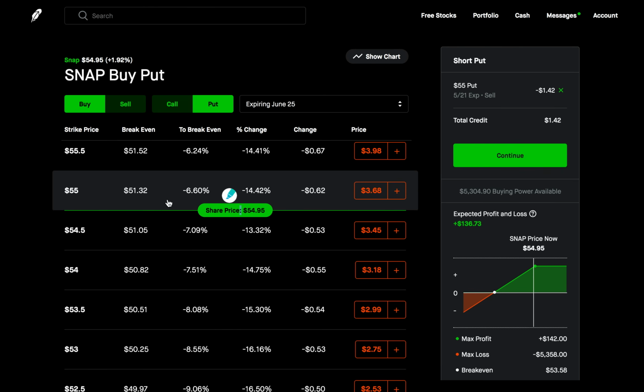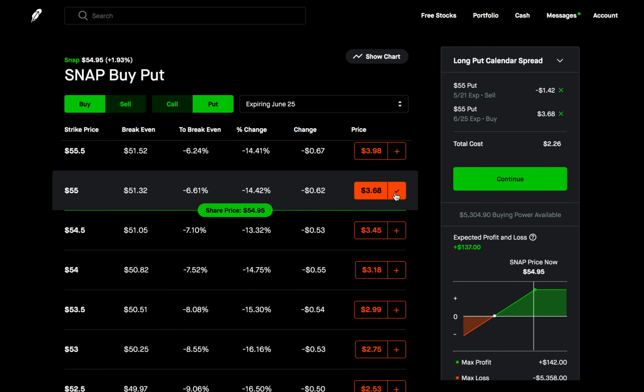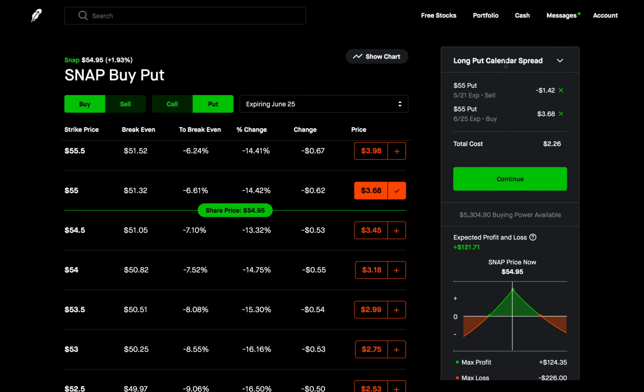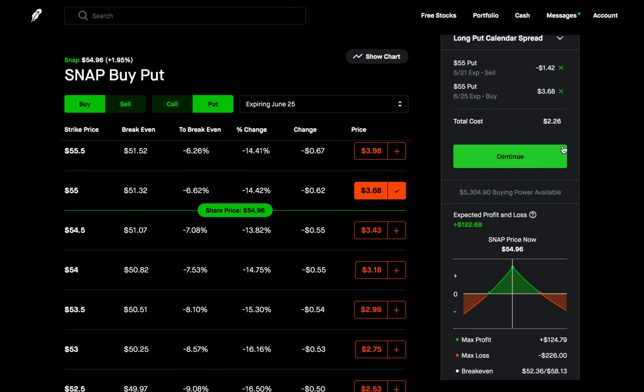Now remember, when you buy a put, you have to pay to enter this trade, right? And you're going to have to pay $3.68 again per share. There are 100 shares in each one of these. You will have to pay $368 for this put. So I'm going to click on here. As you can see now, this is called the long put calendar spread. I've talked about the long call calendar spread in the past, but I want to talk about the long put calendar spread here today. So total cost for this will be about $226. Now, what's pretty interesting is that I actually just got this new feature that Robinhood added.